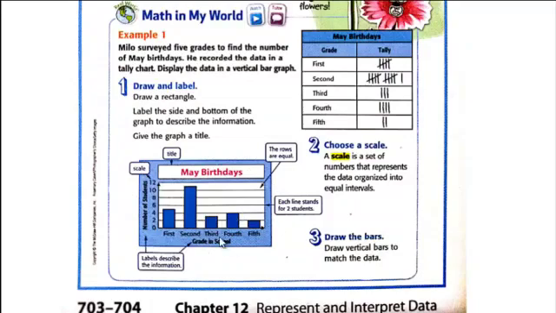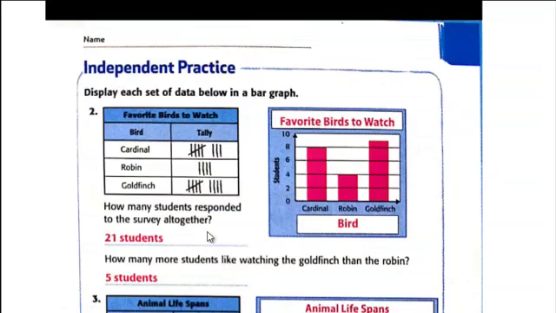Okay, my dear students, open the next page, number 705. Here, example number 2. Display each set of data below in a bar graph. Here, this tally chart shows favorite birds to watch. This tally chart is divided into 2 columns. The first column is called bird: cardinal, robin, goldfinch, and the second column is called tally.